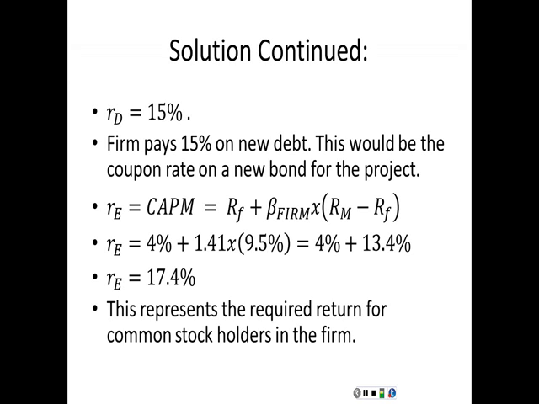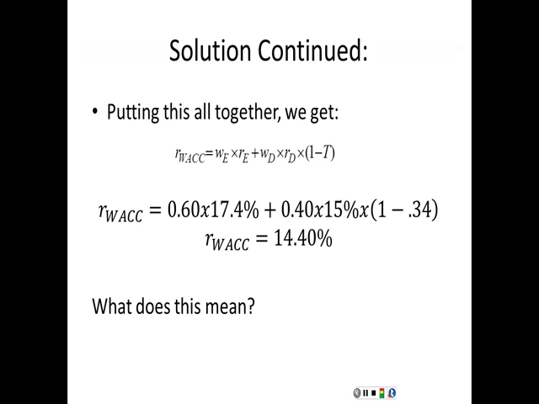So let's summarize what we have. 40% of our money comes from debt. Those investors want a 15% return on any new debt that we issue. 60% of our financing comes from common equity. Based on CAPM, these investors want 17.4%. So when we put this all together, we get the weighted average cost of capital of 14.4%. So what does this mean?